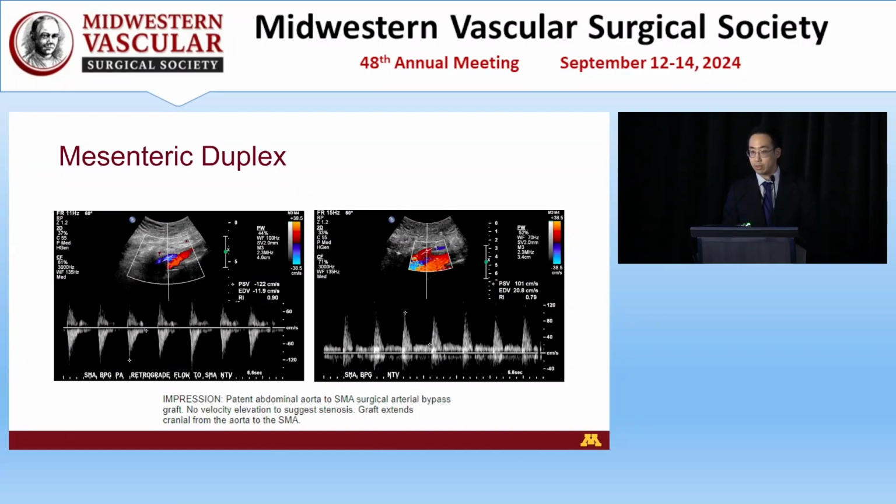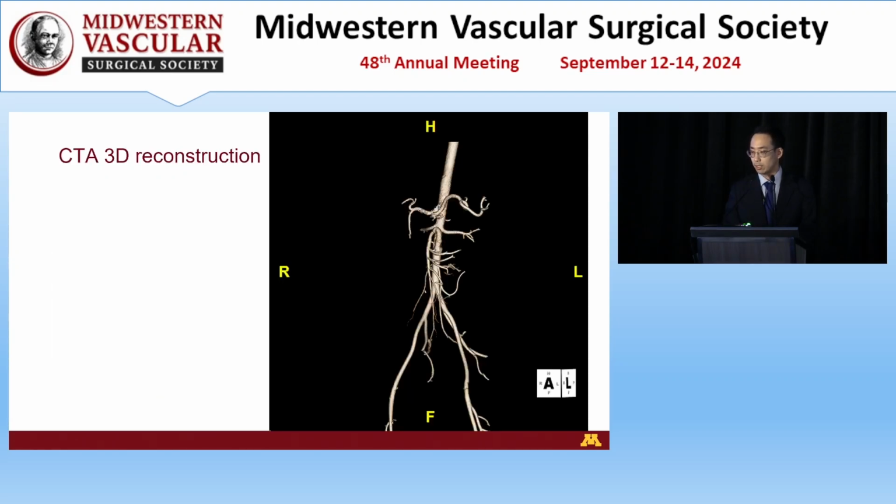And this is a 1-month mesenteric duplex. You can see that there's good flow through the SMA without evidence of stenosis. You can note that there's flow reversal in the proximal bypass portion going away from the probe, and then in the distal native vessel going into the probe. And then this is a 3-month 3D reconstruction of the aorta and SMA. You can see the SMA taking off infrarenally and then going up and down into the SMA with no significant stenosis. Thank you.